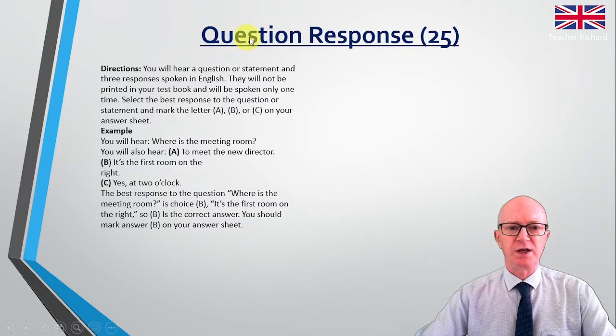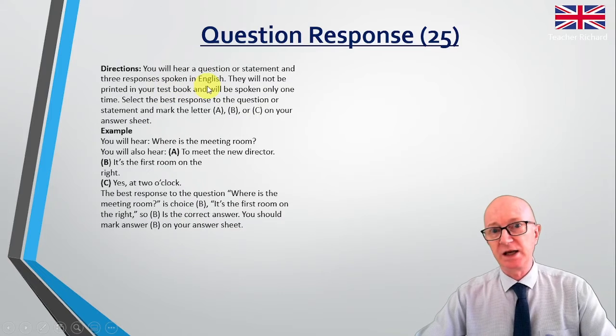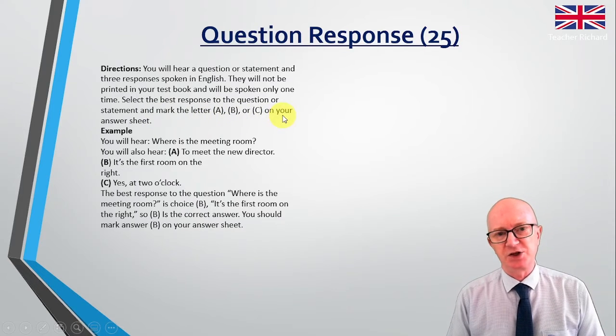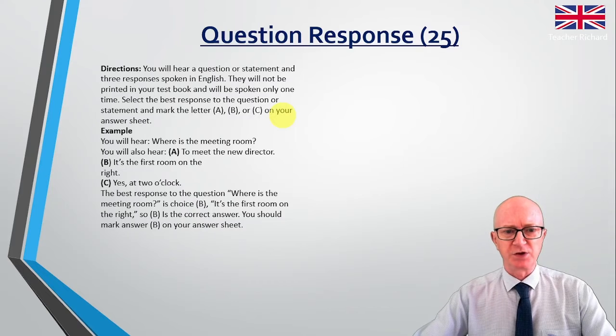Part 2, question response. There are 25 questions. So in this one, look at the directions. You will hear a question or statement and 3 responses spoken in English. They will not be printed in your test book and will be spoken only one time. Select the best response to the question or statement and mark the letter A, B or C on your answer sheet. You'll be given an answer sheet with TOEIC. So it's a multiple choice question.